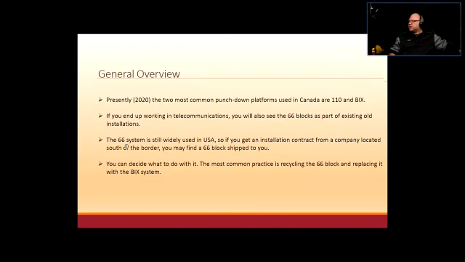All right, so here's the thing. Let me read it again. If you end up working in the telecommunications industry, you will also see something called 66 blocks.